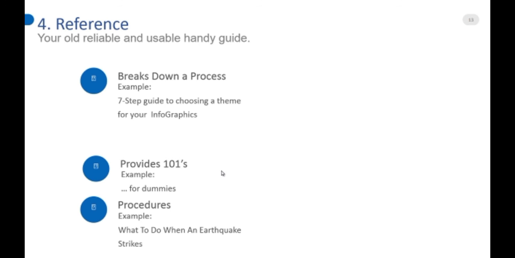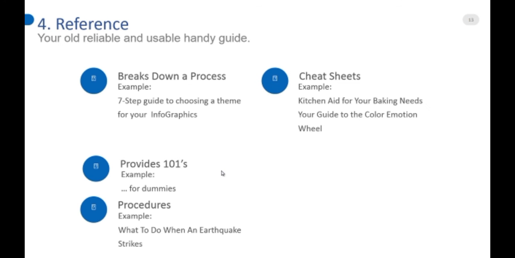So another example, what to do when an earthquake strikes. So what do you do? Survival guide, bug out bags. What do you do immediately? What do you do afterwards? Kind of thing. Cheat sheets are another good thing. So, for example, KitchenAid for your baking needs, your guide to color emotion wheel, things like swipe files, templates, things that are easy and take something complex and make it easier. Usable charts. Example, the metrics conversion chart.